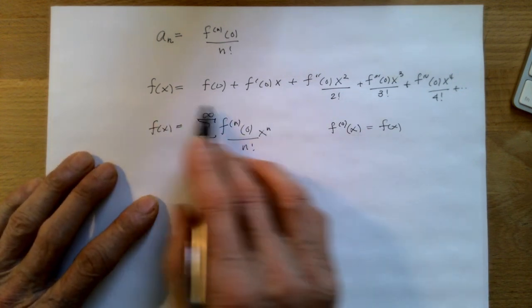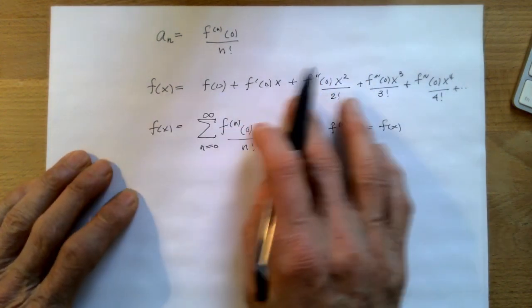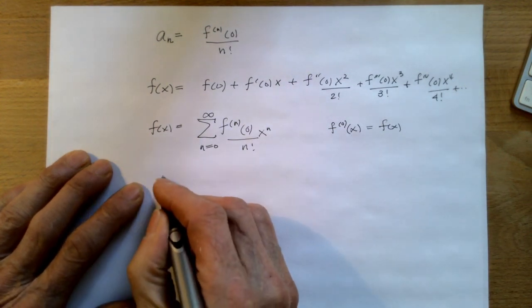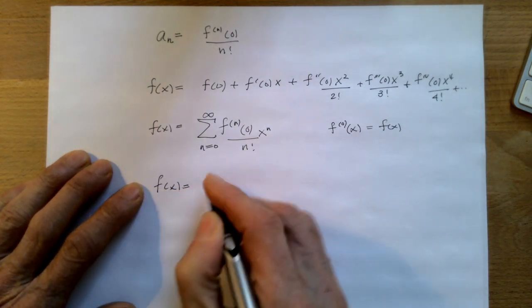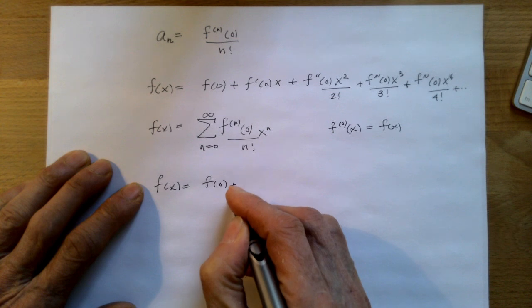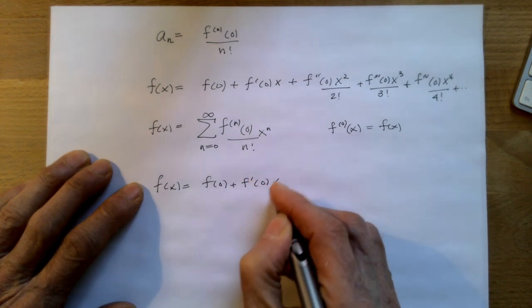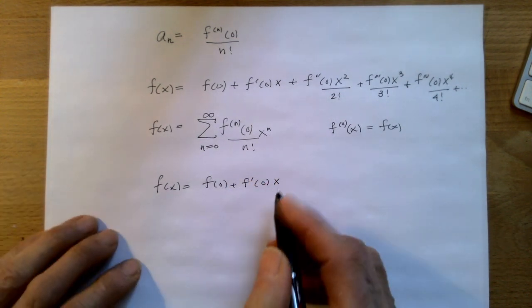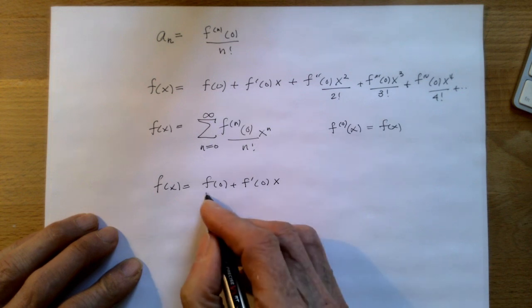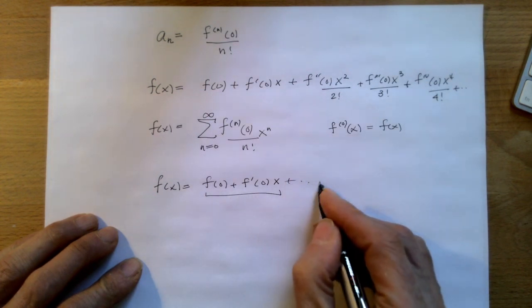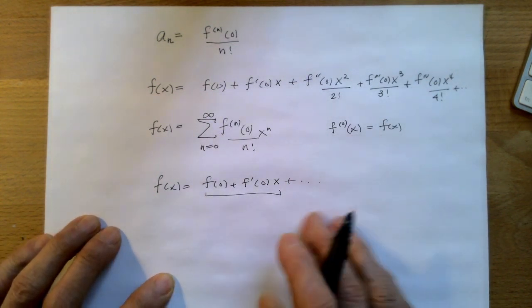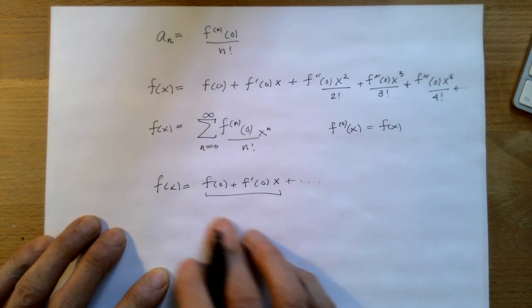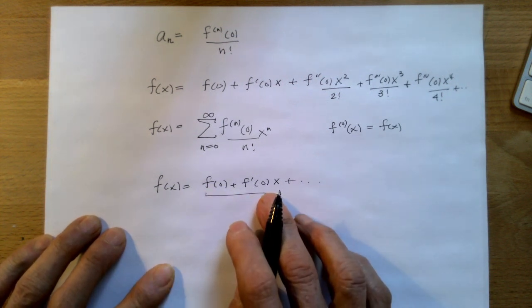Now there's another thing that's kind of interesting about this. If you take the first two terms, you get f of 0 plus f prime of 0 times x. Now what is that? That is those first two terms. There's more terms, which we'll forget about for a second. That's the tangent line. That's the tangent line at 0.